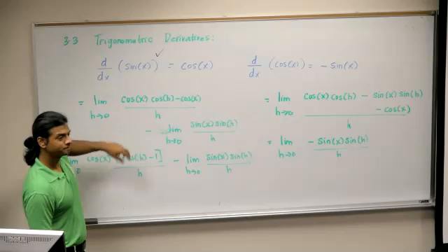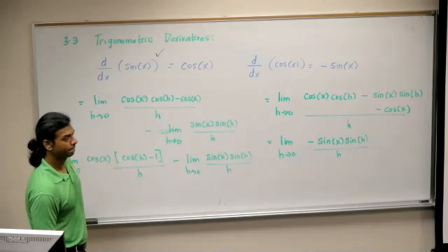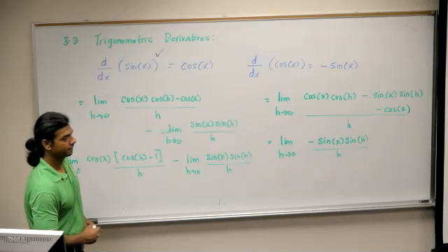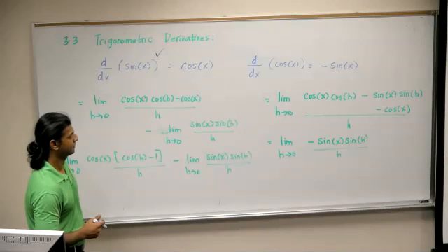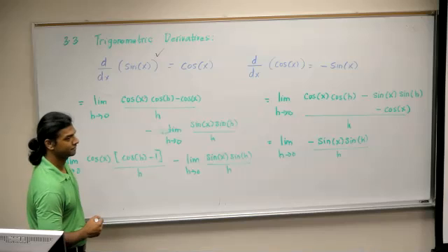I was just thinking that PEMDAS would explain it well: parentheses, exponents, multiplication, division, addition, subtraction. So right here, since that's multiplication, that comes before any sort of addition or subtraction, boom, then you get cosine x times cosine h. h is 0, so boom, you then just get cosine x times 1. You get cosine x minus sine x times sine h.